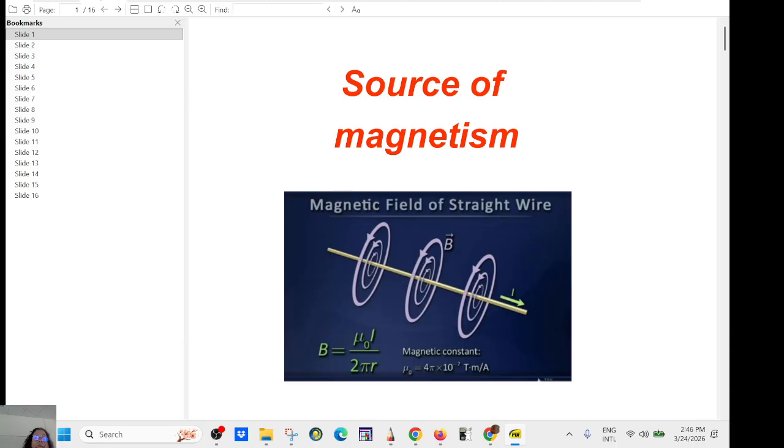So we are at unit 3.2. It's going to be easy because it's a review, except that now I'm going to have some equations included. So, source of magnetism.